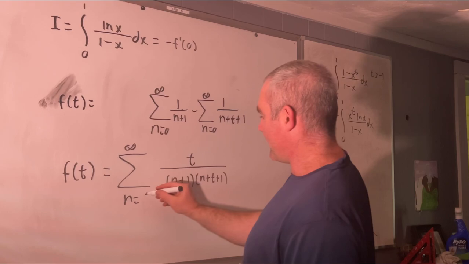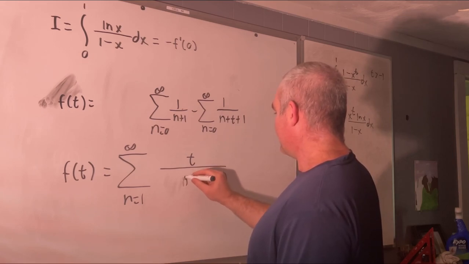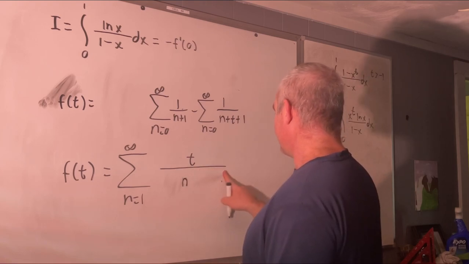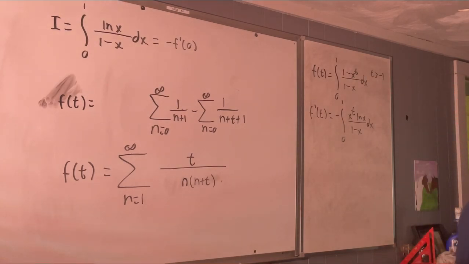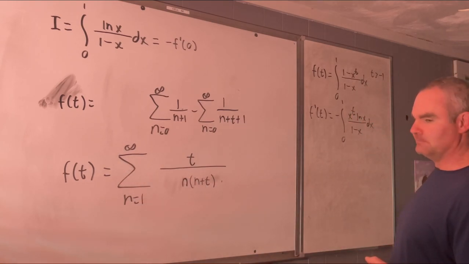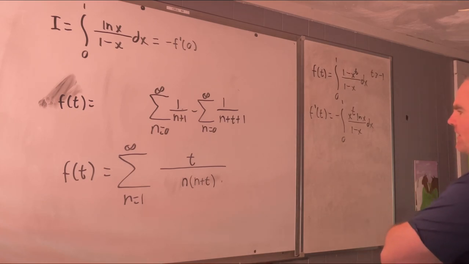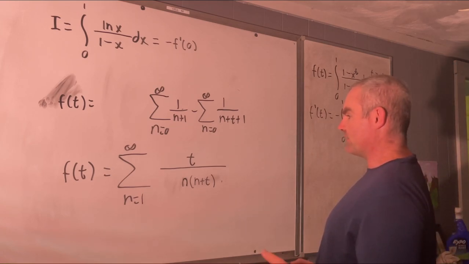Let's increase our index on n by 1 and subtract 1 from all the n's inside the sum, and then n plus t. Now it can be shown that this converges for, let me see, I don't believe there are any values of t that it would not converge for. Let me think. What about negative values? No, I don't think that would be an issue. But it doesn't matter. We're only concerned with t greater than negative 1, and it definitely converges for those values of t. So let's go ahead and take a derivative.